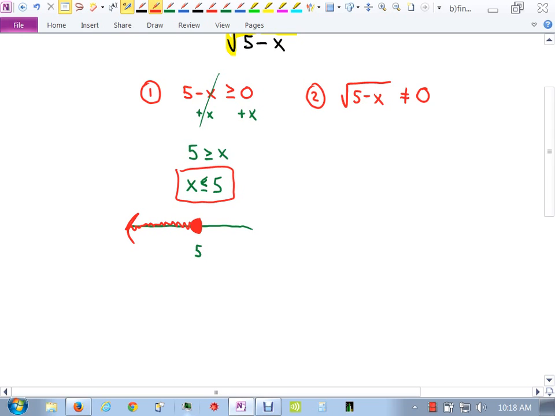What about this other equation, number 2? This is called a square root equation.